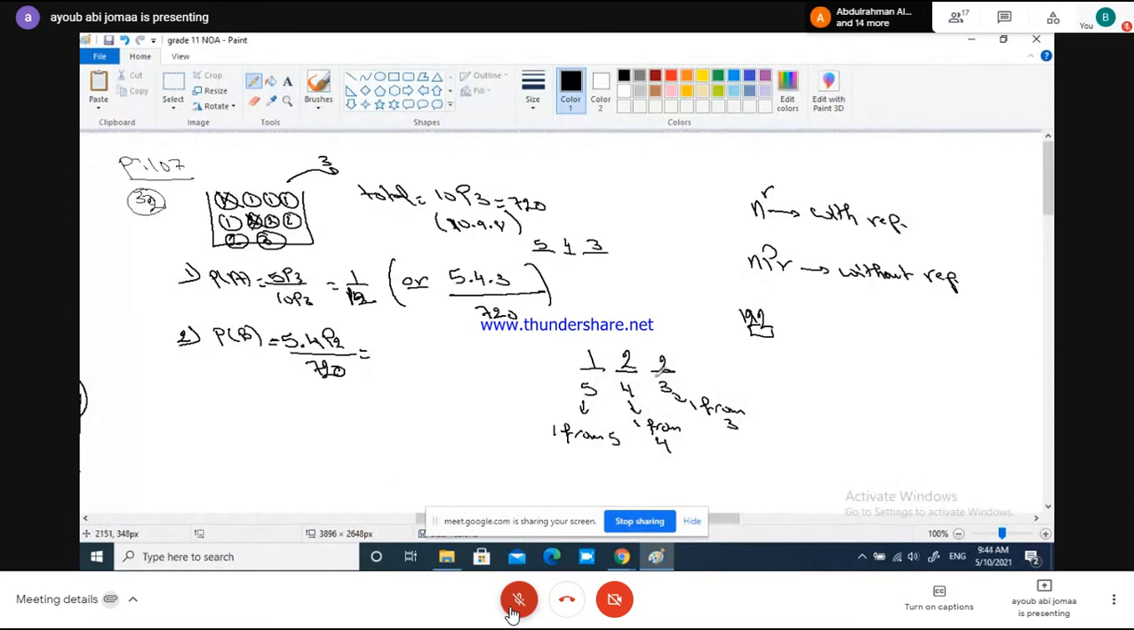Or you can say the first one is 1, so 5p1, 1 marble from 5. Then these 2 marbles should be from the 4 marbles that are number 2, so the number of ways will be 4p2. So 5 times 4p2. Of course over the total, which is 720. Okay, I understood, thank you.